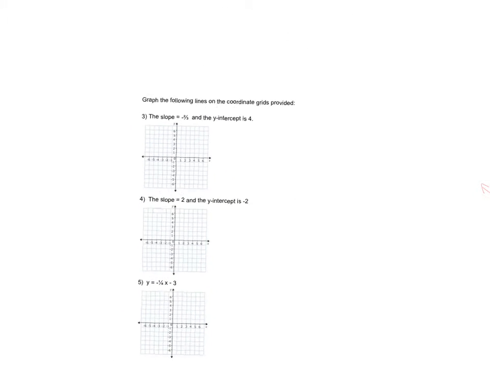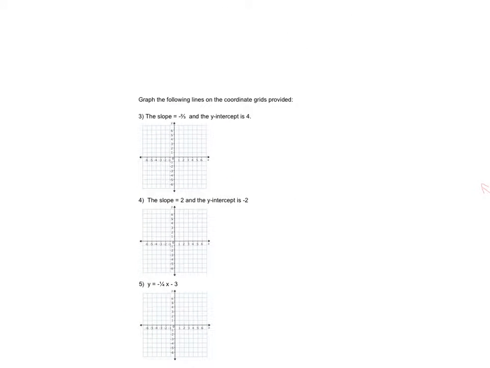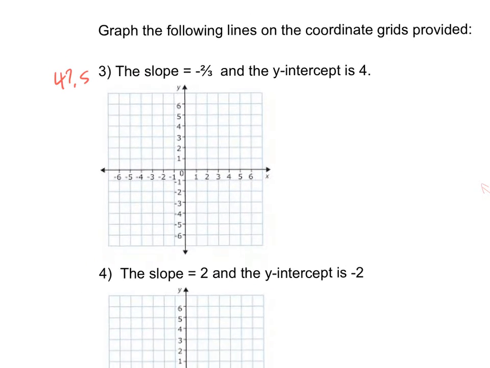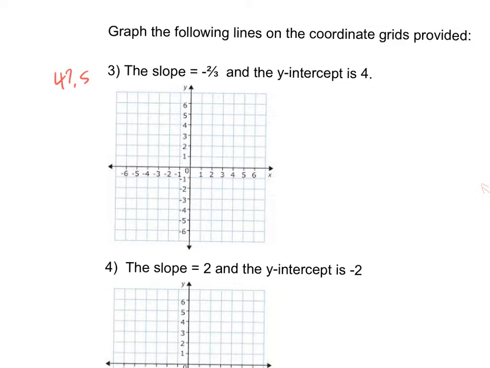Numbers 3, 4, and 5. There are 4 questions like these that you see up here. They ask you to graph the line on the coordinate grid. They give you the slope and they give you the y-intercept. How do I graph this?